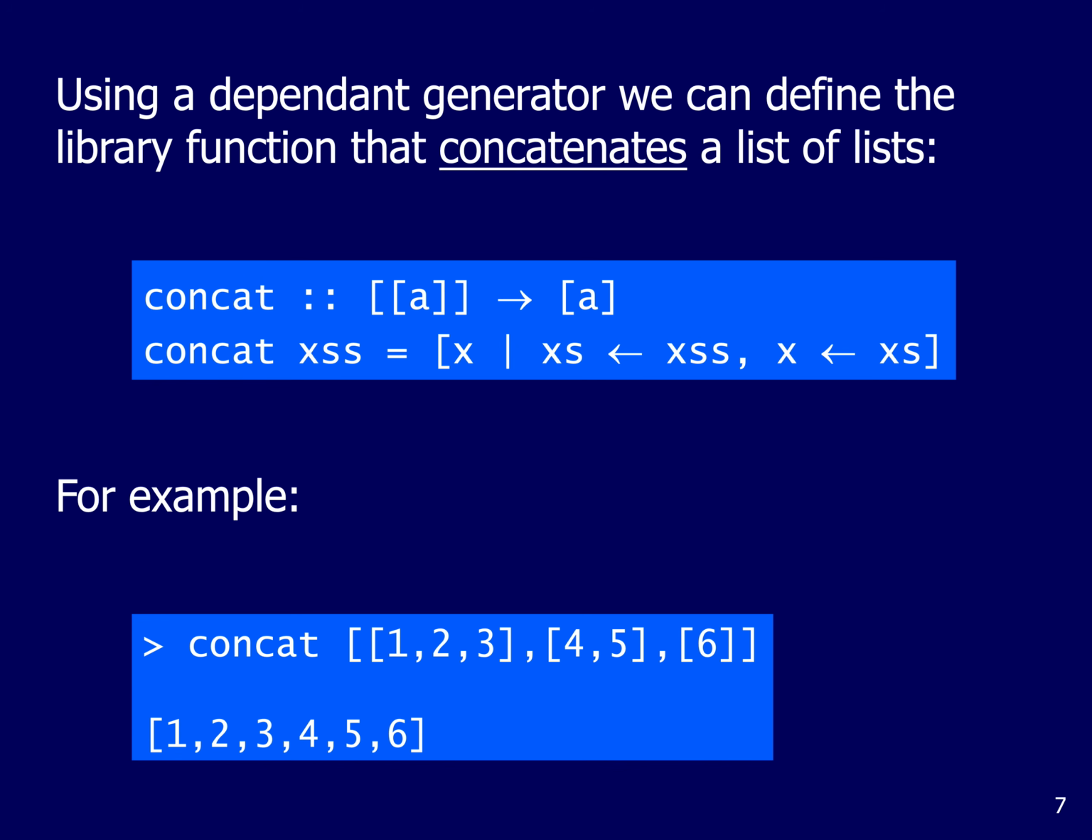So the type is straightforward. It's a function because we've got the arrow. Its input is a list of things of type A, and its output is a single list of type A. So it's a polymorphic function because we have a variable there in the type.